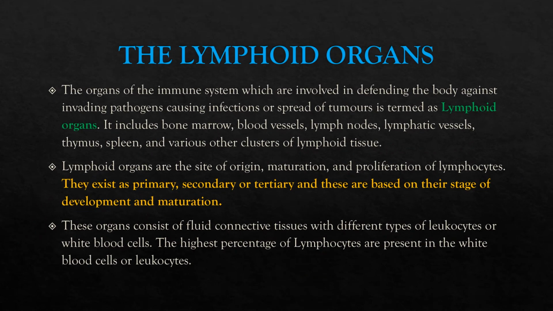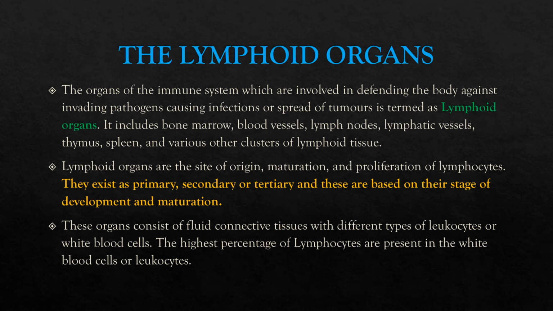The lymphoid organs. The organs of the immune system which are involved in defending the body against invading pathogens causing infections or spread of tumors are termed as lymphoid organs. It includes bone marrow, blood vessels, lymph nodes, lymphatic vessels, thymus, spleen, and various other clusters of lymphoid tissue. Lymphoid organs are the site of origin, maturation, and proliferation of lymphocytes.